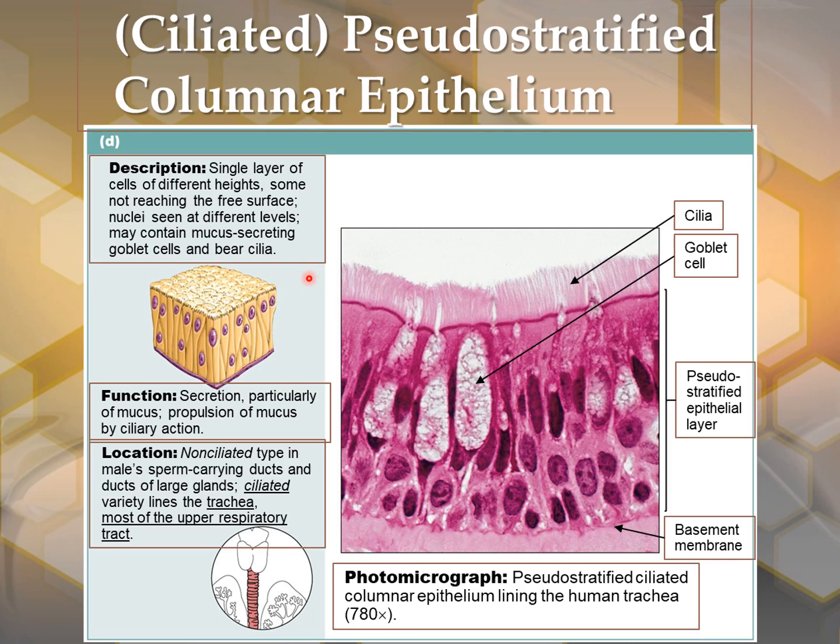So again, we really find this type of tissue mostly in the upper respiratory tract, like the trachea, and it's very important in the respiratory system. Okay, and we'll talk a bit more about it later too.